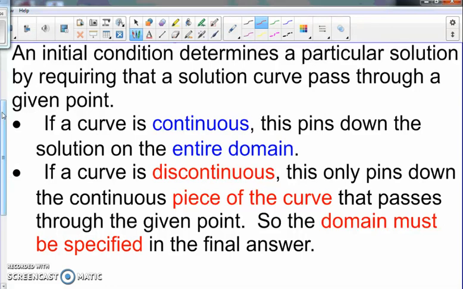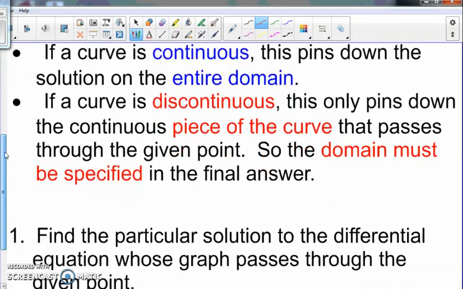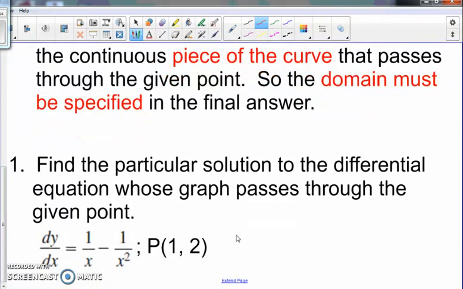So let's talk about what in the world all that means. Here, for example, we want to find the particular solution to this differential equation, dy/dx equals 1 over x minus 1 over x squared, that passes through point P at (1, 2).